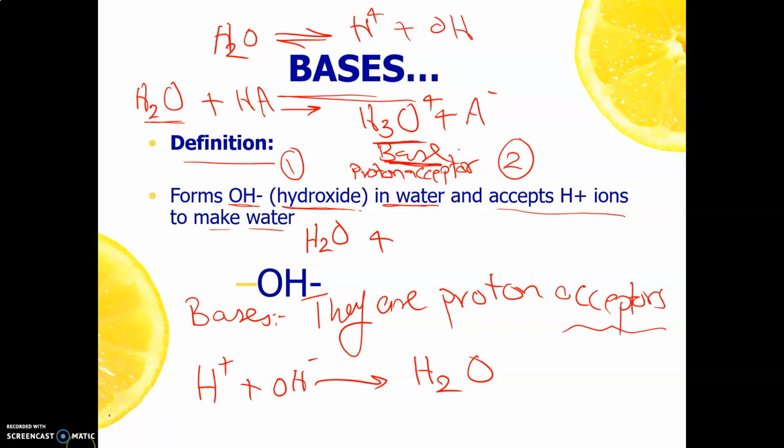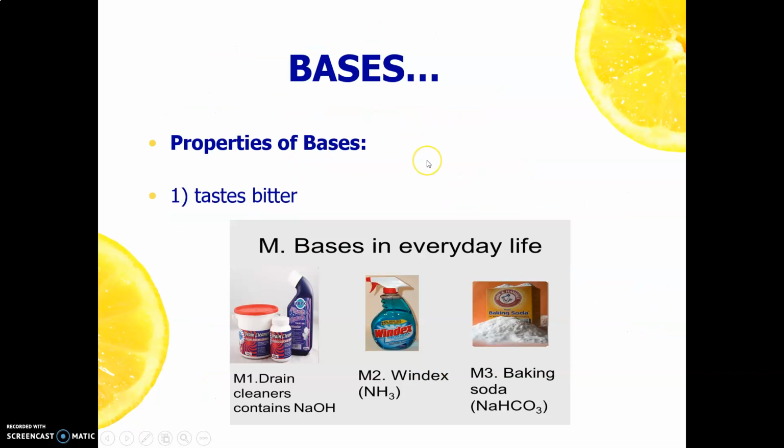So now we know that bases also have two definitions like acids. One, it produces or forms OH hydroxyl group when it reacts with water. Two, it can be considered a proton acceptor, because it reacts with the hydrogen proton and forms water. Now let's move to the properties of bases.